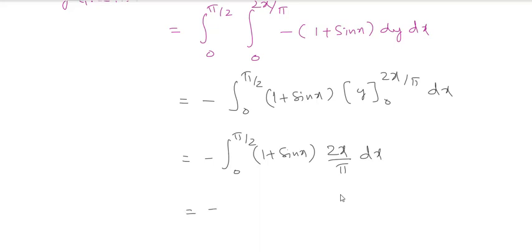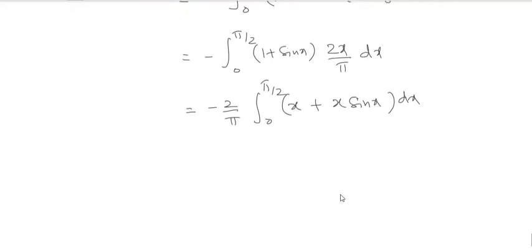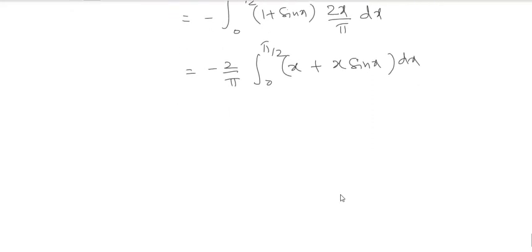So minus 2 by pi will be constant, outside I am bringing. Integral 0 to pi by 2 of x plus x sin x into dx. So this integration I am giving as work for you guys. Do the integration by parts.